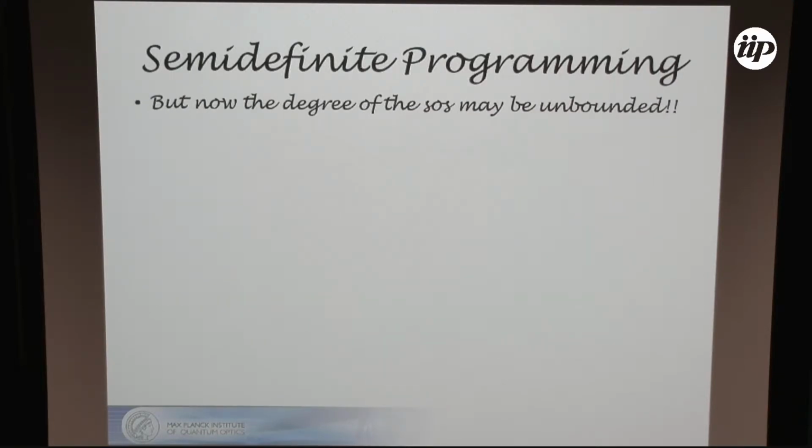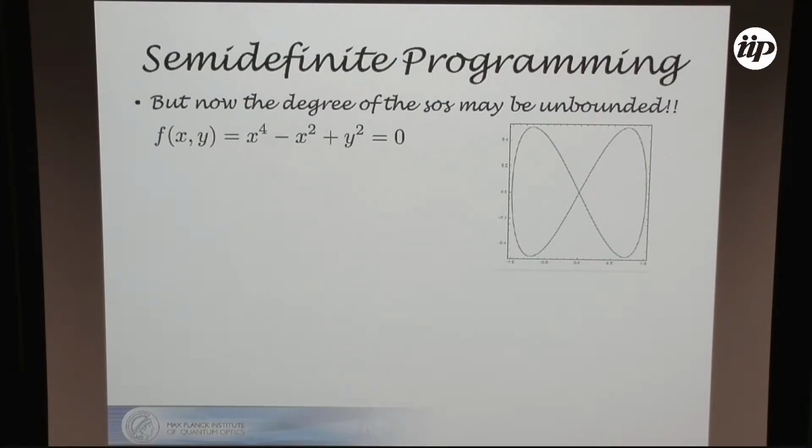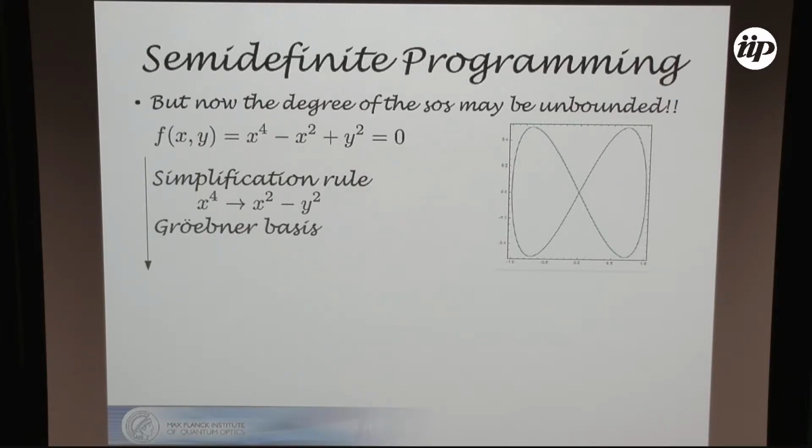Yeah. But now we have a problem, which is that the degree of the sum of squares can be unbounded. Let's take another example, let's say the zeros of this function, which is this manifold here plotted in blue. This means that I have a simplification rule. Every time I would have an x to the 4, I can substitute it by this, right? So this is where the problem comes, because here I only have one polynomial, but if I have many, then I would have to find a way to make the substitution in an efficient way.